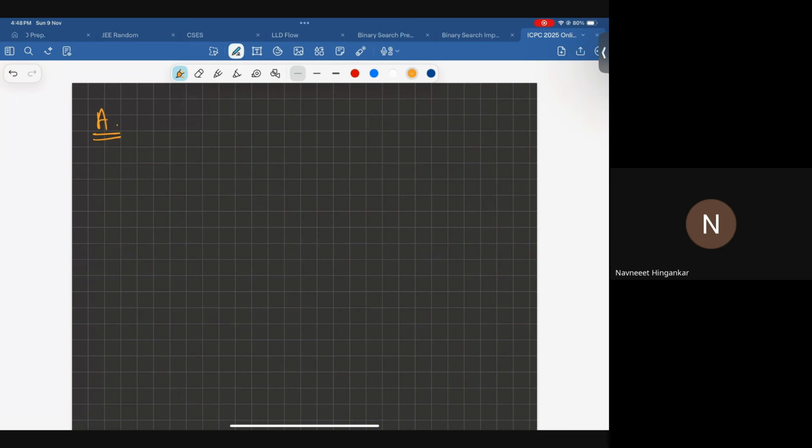ICPC first. These are the solution outlines for the ICPC 2025-2026 online round. The first task was how many?